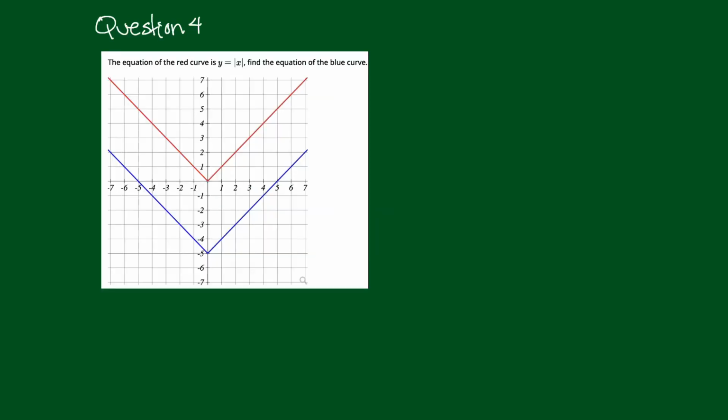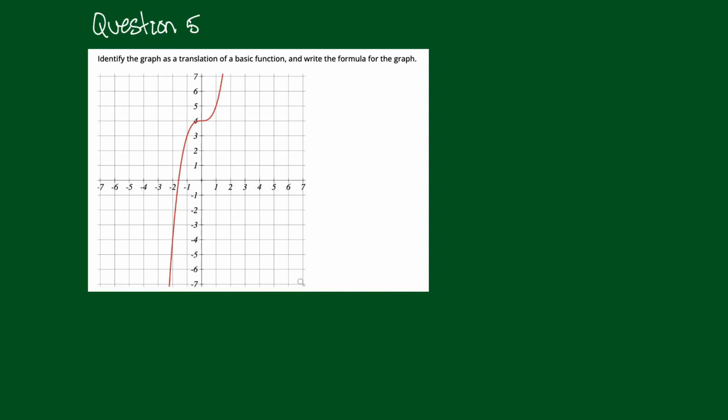Question 4, again we've got 2 curves. One is red, one is blue. Now the one in red is the graph of the equation y equals the absolute value of x. And you can see that the blue one is the same as the red one, except translated down 5 units. So I'm going to write this equation as y equals the absolute value of x, that's the red one, but then translated down 5 units.